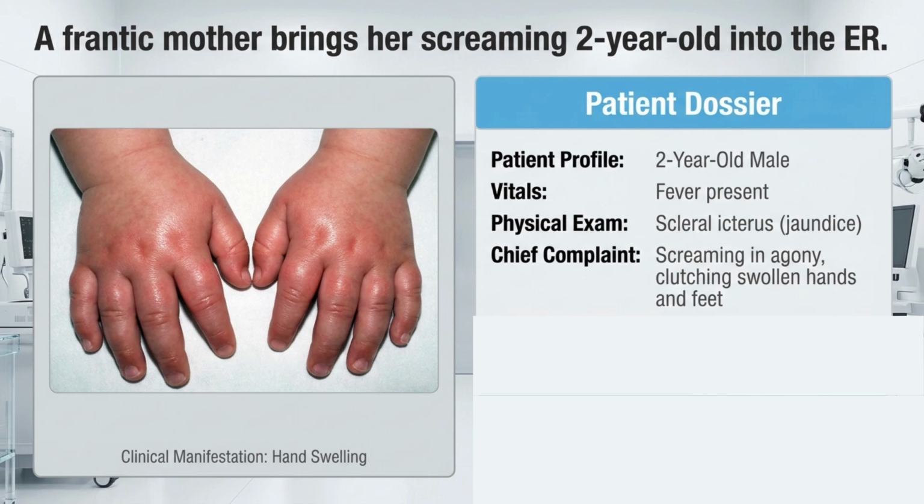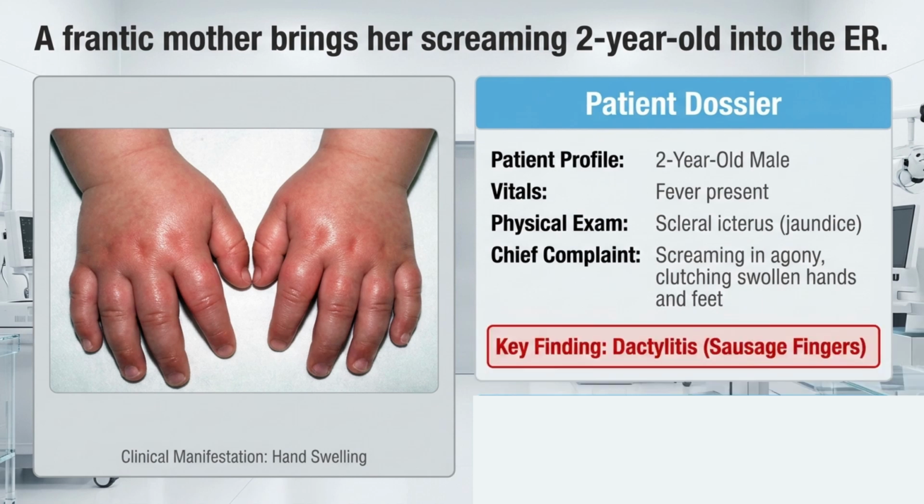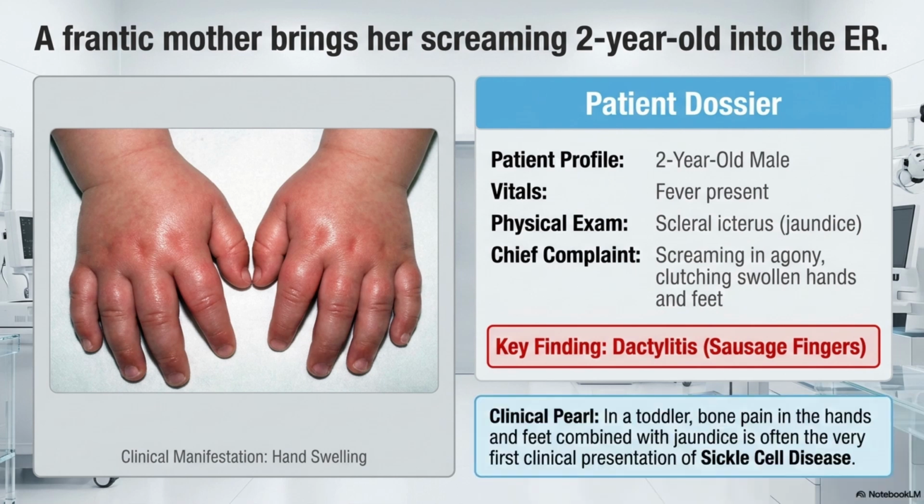Look at the clinical manifestation on the screen. This massive hand swelling is our key finding, dactylitis, also known as sausage fingers. Read the clinical pearl at the bottom. In a toddler, bone pain in the hands and feet combined with jaundice is often the very first clinical presentation of sickle cell disease.